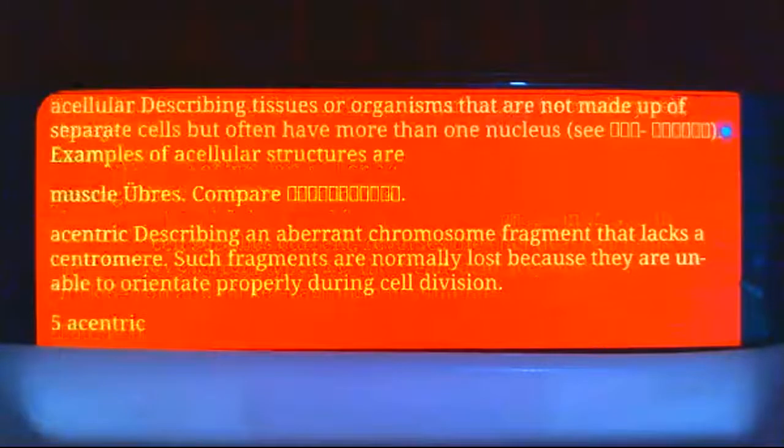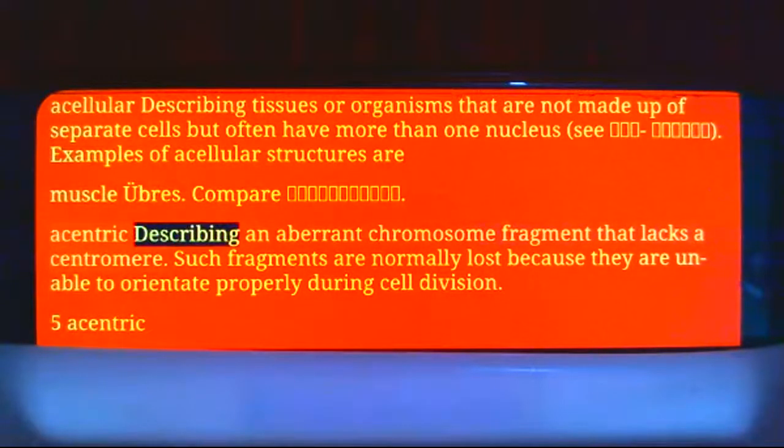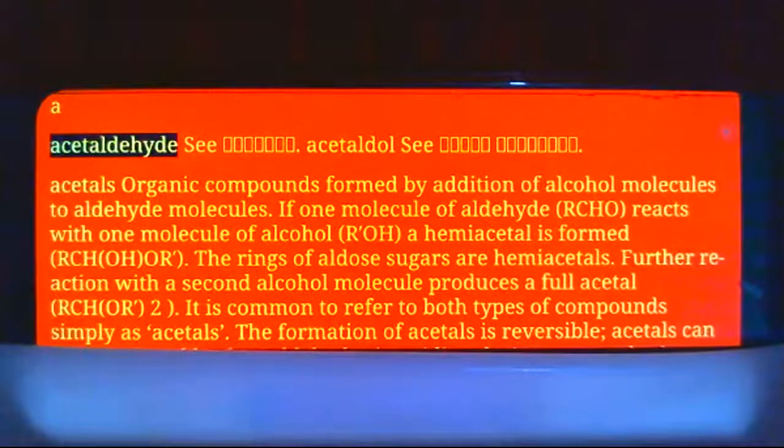Acellular: describing tissues or organisms that are not made up of separate cells but often have more than one nucleus. Examples of acellular structure are muscle fibres. Compare acentric: describing an aberrant chromosome fragment that lacks a centromere. Such fragments are normally lost because they are unable to orientate properly during cell division. See also eccentric. Acetaldehyde.